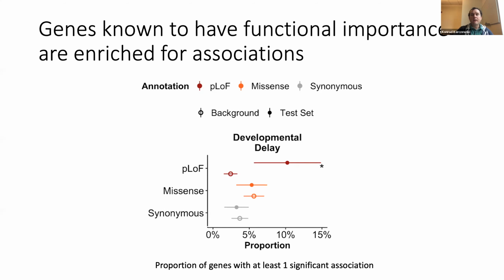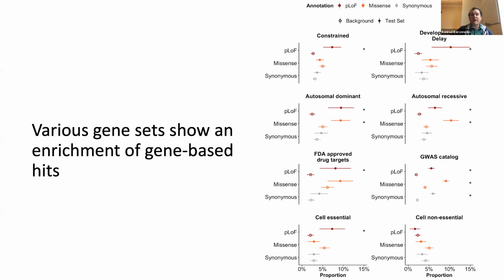When we look across gene sets, we see this pattern popping up for several gene sets, including genes undergoing natural selection. So here in these constrained genes, we see the same pattern. Known disease genes from a curated literature of autosomal dominant and recessive diseases tend to have more associations, again unsurprisingly, for both loss of function and missense variants, as well as several other categories like FDA-approved drug targets and genes in the GWAS catalog. This might feel a little circular, but it's nice to see this validation set, as well as essential genes marked by CRISPR screens to be essential. Non-essential genes do not show any significant association.